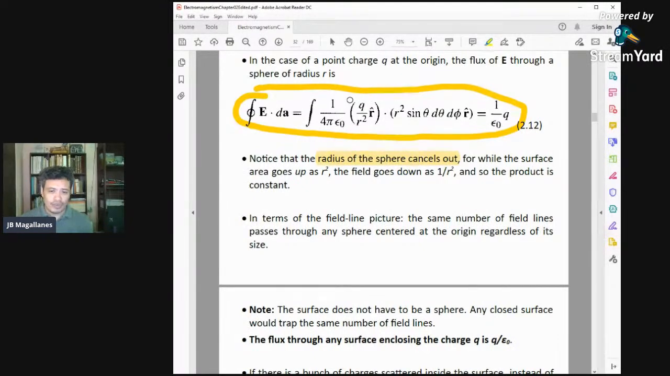So no matter what surface you use, it doesn't matter. In this case, we use the sphere, but a sphere is only one surface. You can use any surface. However, a sphere is a symmetrical surface, so there's an advantage of using it, although other surfaces would also work.